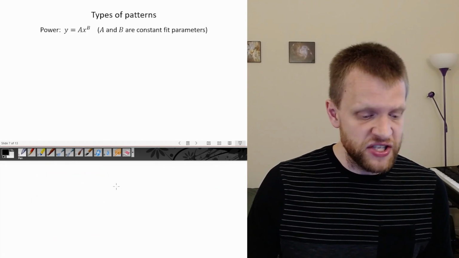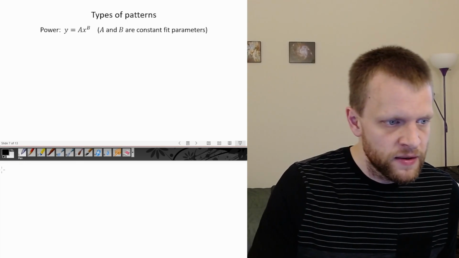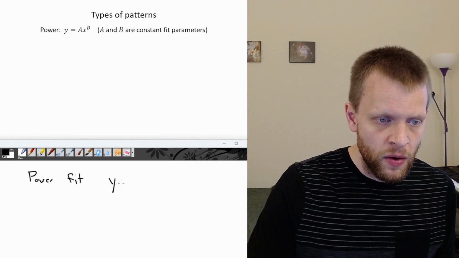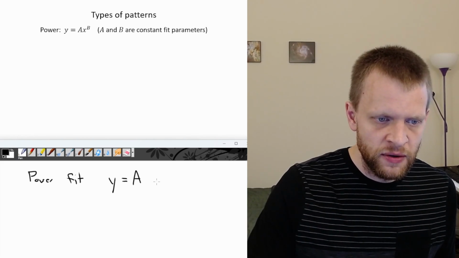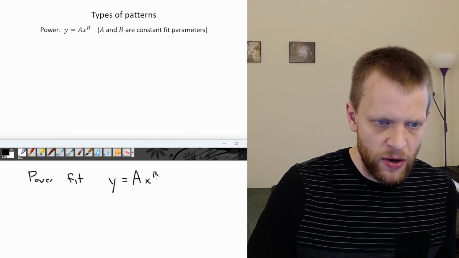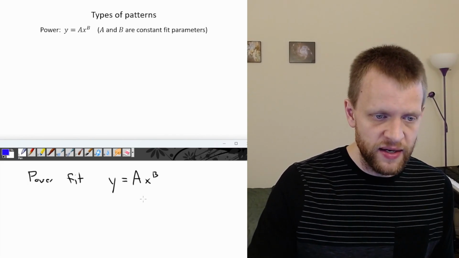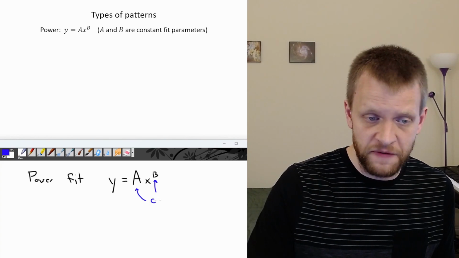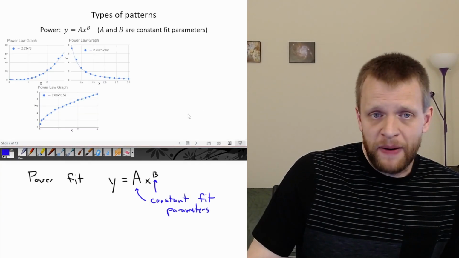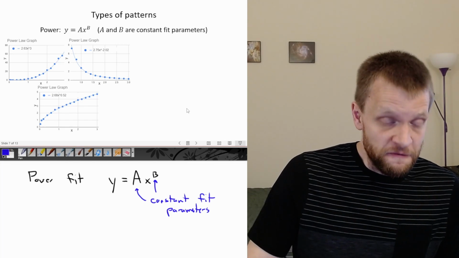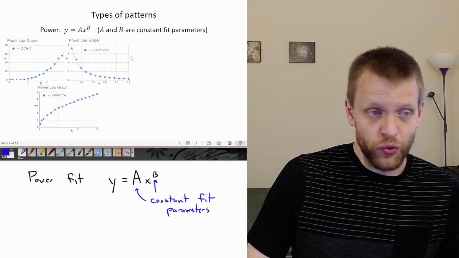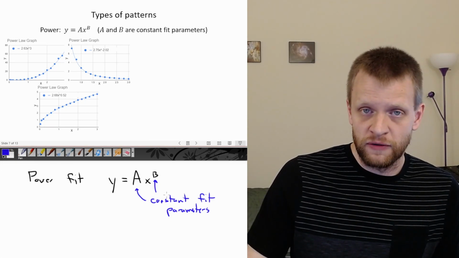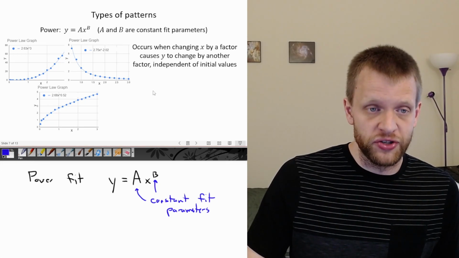Another example is the power fit. So let's do a power fit, which has the form y equals ax to the power of b. And again, in this case, a and b are going to be our constant fit parameters. These sorts of patterns occur very, very regularly in nature. This is one of the most common mathematical patterns. Again, you may not have seen this particular form before, but it shows up all the time.